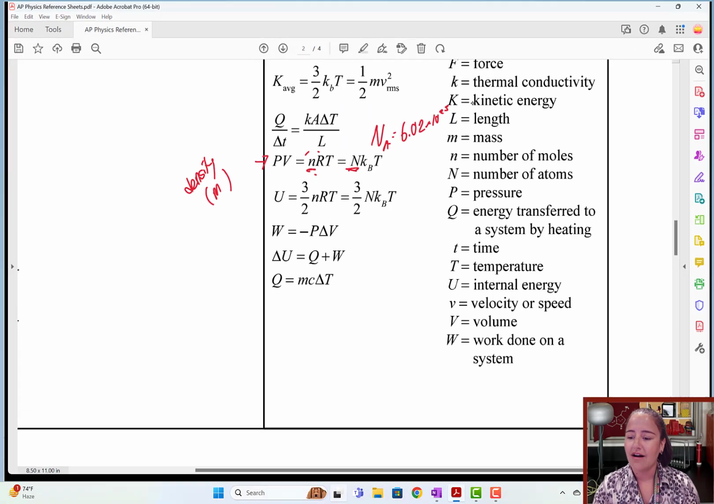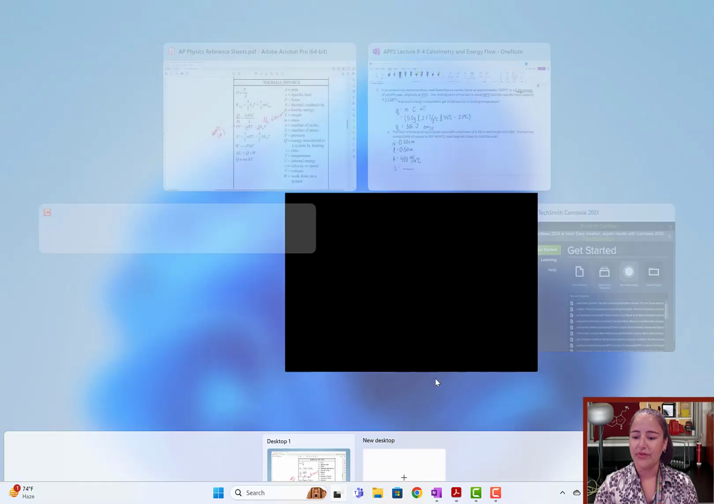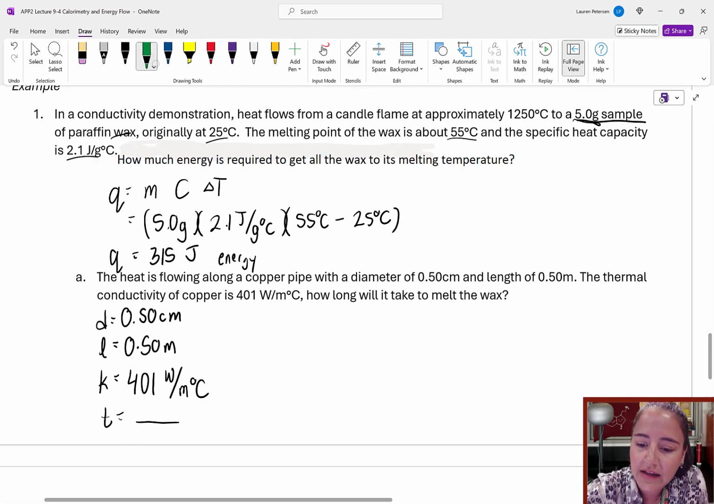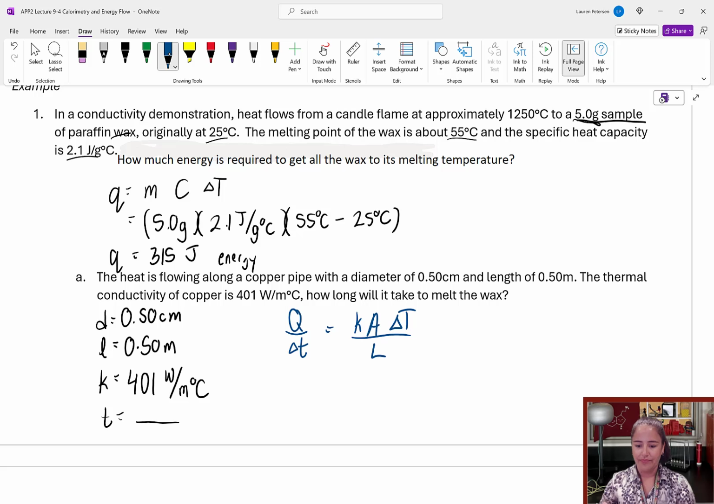Our conductivity equation is this one right up here, where Q is the energy, which we already calculated. We have that change in time, KA, change in temperature, over L, the length of the pipe. So again, that equation is Q over delta lowercase t for time equals K A delta T over L. Now we have our K. We can calculate our area.